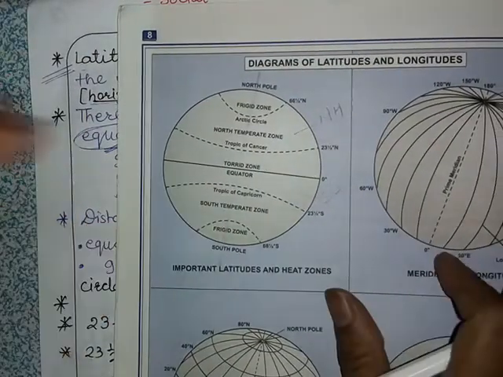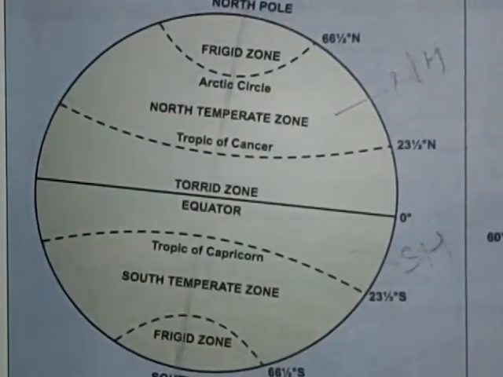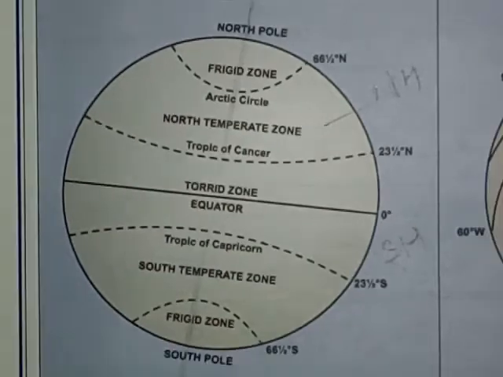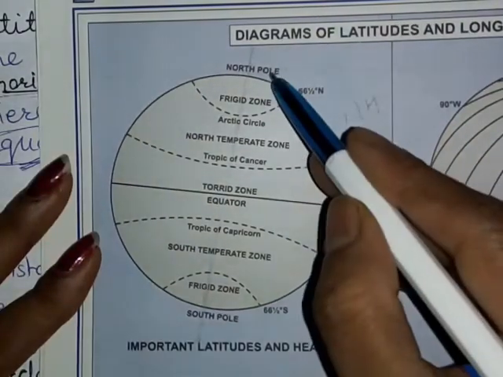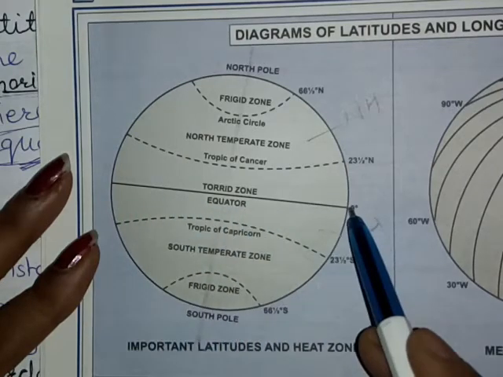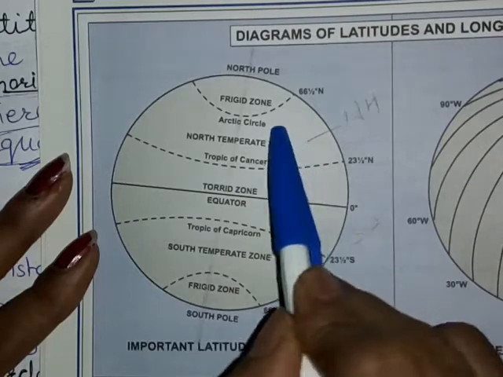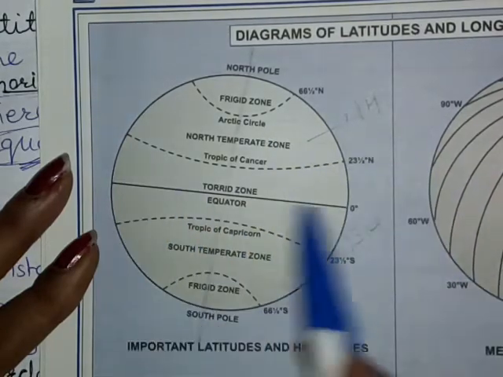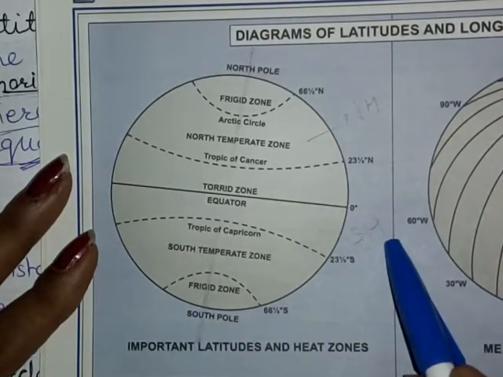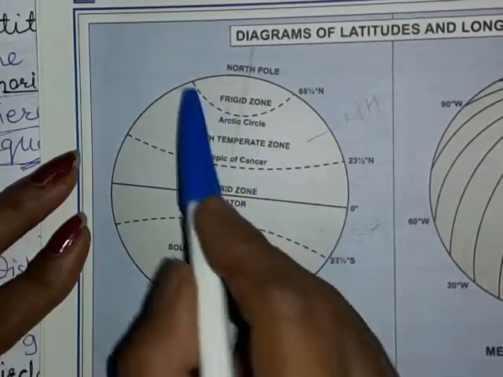You can see here the northern and southern hemispheres. This is the north pole, this is the south pole, and this is the equator, which divides the earth into two equal halves. The north part is known as the northern hemisphere and the southern part is known as the southern hemisphere. You can also see these dotted lines here.